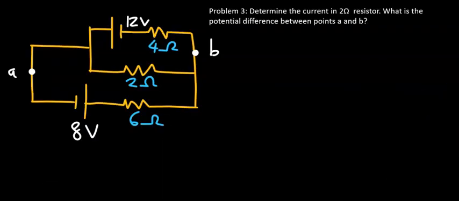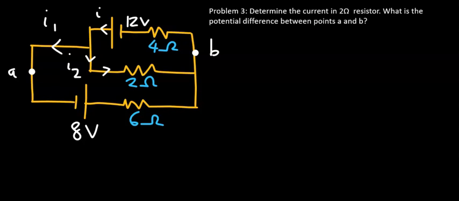Problem 3. Determine the current in the 2 ohm resistor. So that is this resistor right there. And what is the potential difference between points A and B? So let's label the currents. The current that's coming out from the 12 volt battery, let's label that as I. And the current through that part of the circuit, let's call it I1. And then eventually the current that gets to the 2 ohm resistor, let's call it I2.